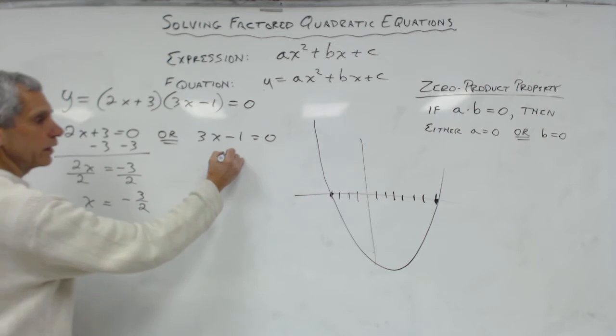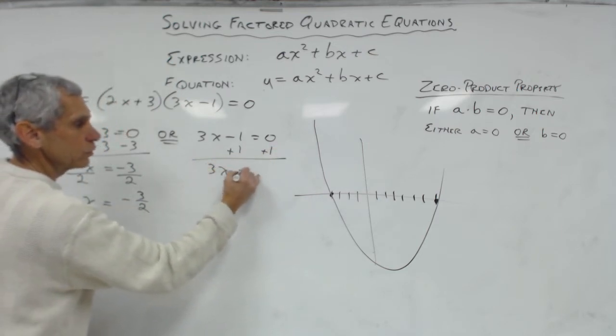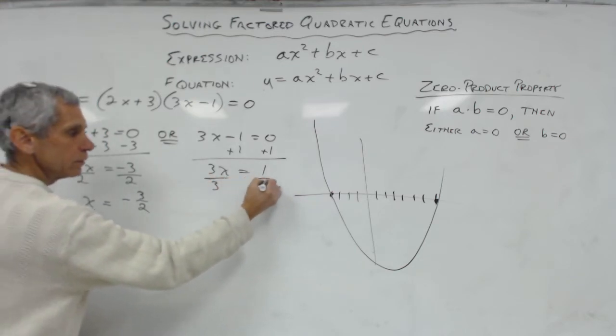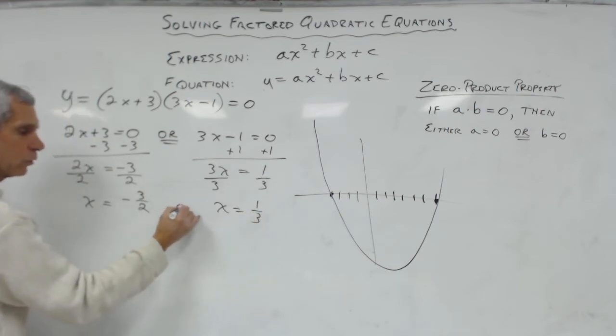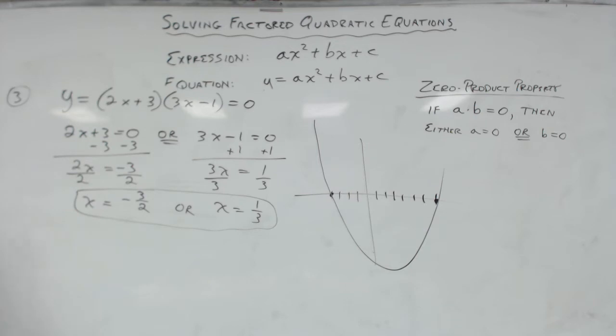Now we'll try this one. We're going to add 1 to both sides. We have 3x is equal to 1. Now I divide by 3, right? Because I want to say x equals. x is equal to 1/3. And I put the word or in there, and I put it in a box, and I'm done. Alright, I completely get it. Make sense?